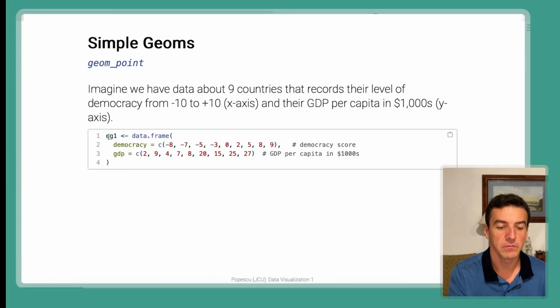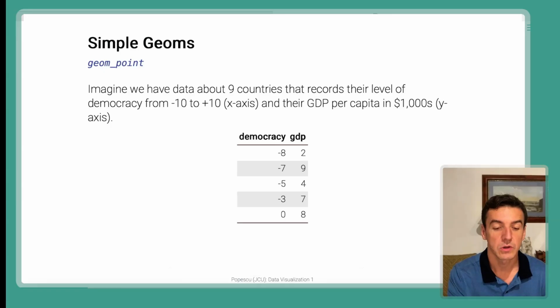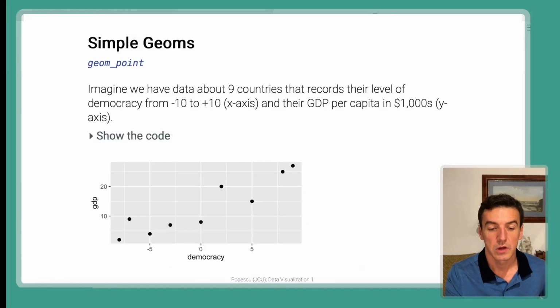We have a data frame, EG1, that has 2 columns, democracy and GDP. All of these countries have these values. So these are the democracy scores, and these are the GDP per capita scores. Remember that these are in thousands of dollars. So this is, for example, what our data set would look like. Once again, you have a column, democracy, that shows the level of democracy in these 9 countries. And then you also have GDP, which shows gross domestic product across these countries. This is, for example, what this graph would look like.